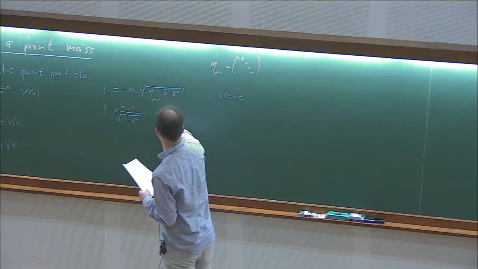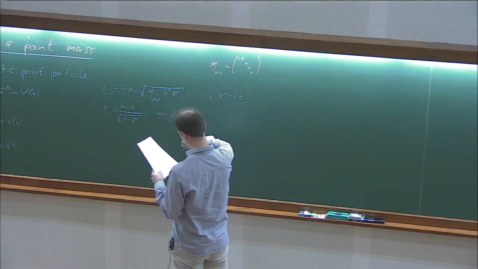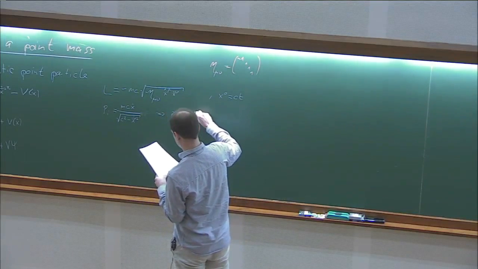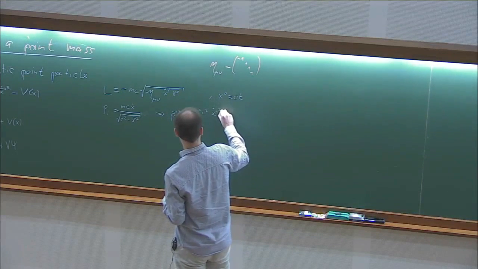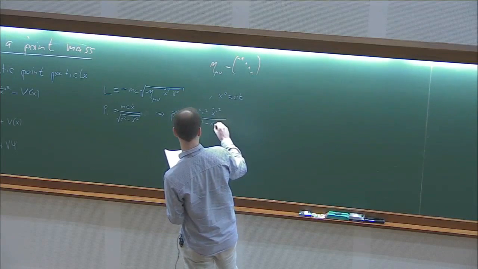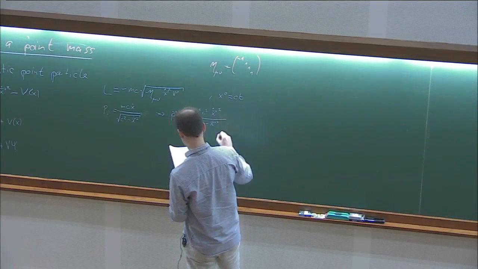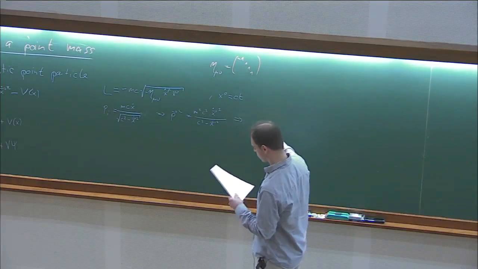Okay, we can calculate p squared from this, which is m squared c squared x dot squared divided by c squared minus x dot squared. And then we can solve this for x dot squared.